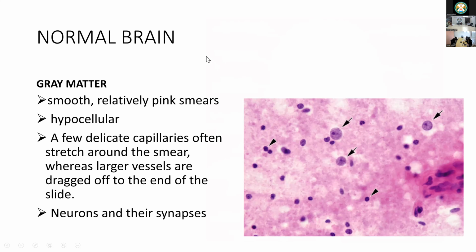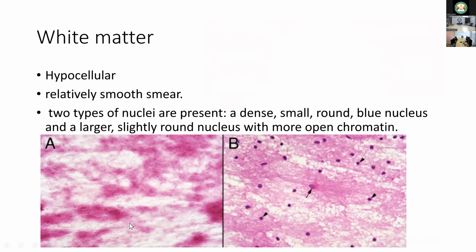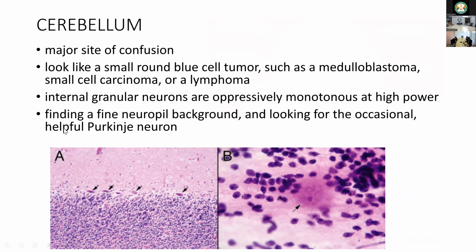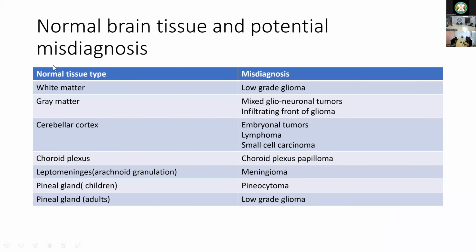Now, before going to the tumors, a brief about the normal brain. Gray matter shows smooth, relatively pink smears, and we can find some neuronal tissue and their synapses, and some delicate capillaries. White matter is again hypocellular. We can find a mixture of cells, the round oligodendrocytes and some astrocytes. Cerebellum is a major site of confusion, especially when the internal granular layer is smeared, because this can mimic an embryonal tumor. However, if you find a Purkinje cell neuron along with neuropil, then we can be sure that we are looking at a normal cerebellum. So these are the normal brain tissues and potential misdiagnoses that one can make.